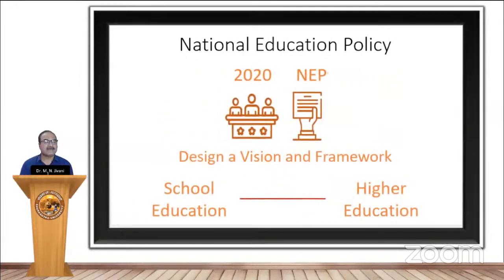Now, what exactly will NEP 2020 do? It will give or design a vision and framework for school education, which is connected with higher education. Till now, we had two different frameworks for school education and higher education. Now this policy will give a vision as well as a framework to connect school education with HEI, or higher education. This is the main change in NEP 2020.